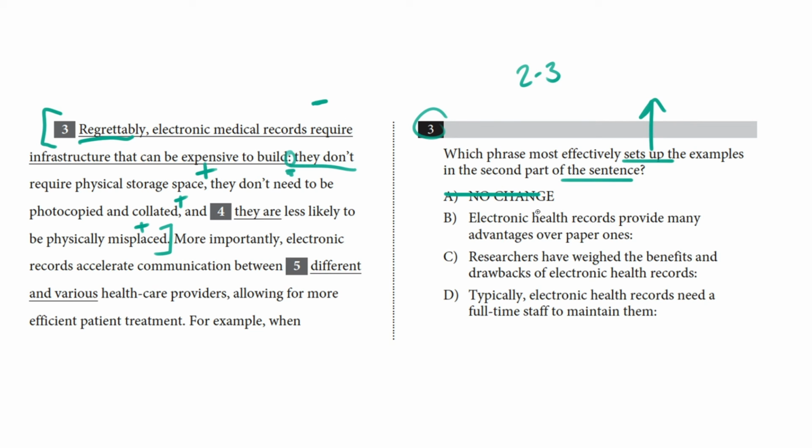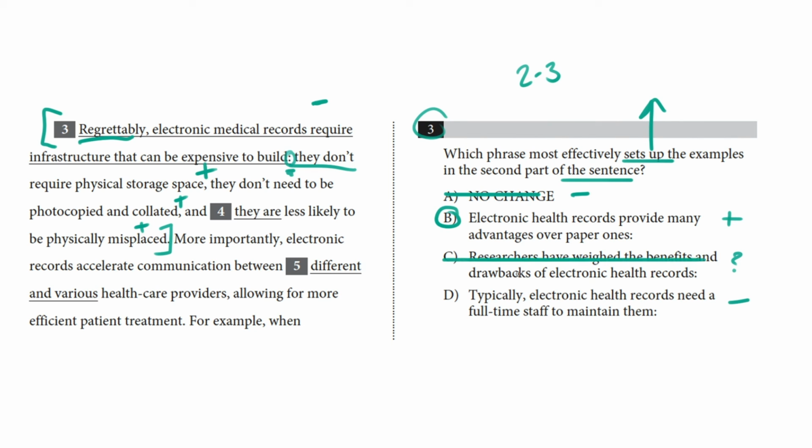So let's go through the other choices and see what else we've got. And we're looking for something positive. Choice B, electronic health records provide many advantages over paper ones. That's positive. Researchers have weighed the benefits and drawbacks of electronic health records. That is neither negative nor positive, that's neutral. Typically, electronic health records need a full-time staff to maintain them. That is a drawback of electronic records. I'm going to say that's negative. So we've got one negative, one positive, one neutral, and one negative. So if we're trying to match positive expressions to positive expressions, then our answer is B.